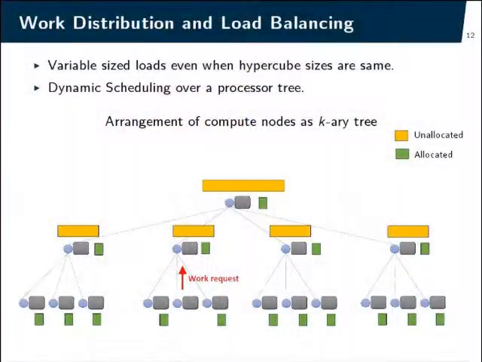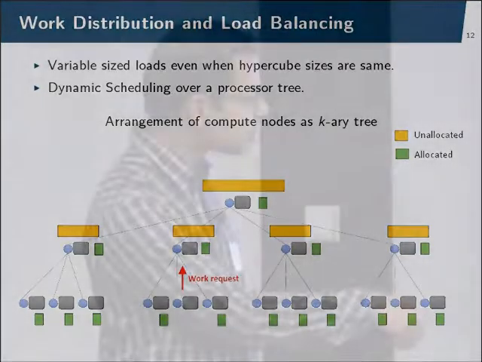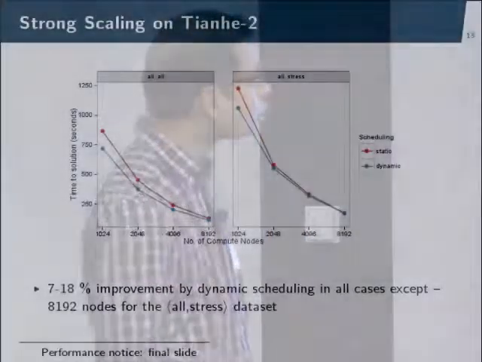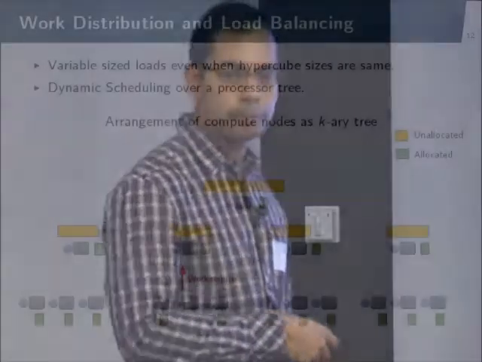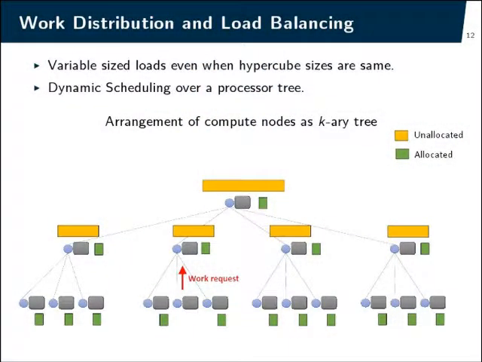Suppose one of the children gets done with its work. It can request more work, and this node can use the remaining allocation and give some work back. If this one runs out, then it goes to its own parent, and so on. Through this dynamic task scheduling, we have got a performance improvement of about 7 to 18% over the static allocation of work. But do you use some particular tree structure of these compute nodes?